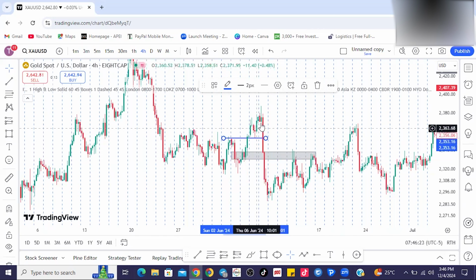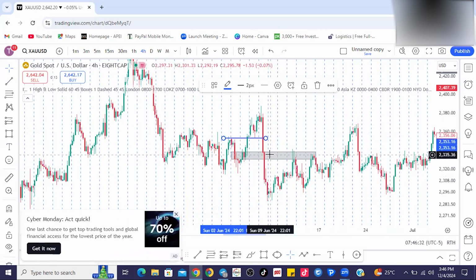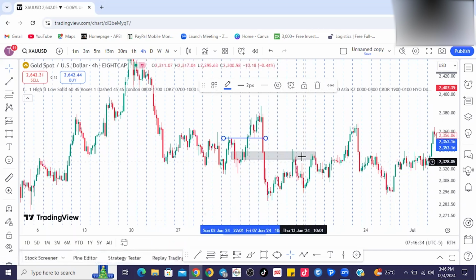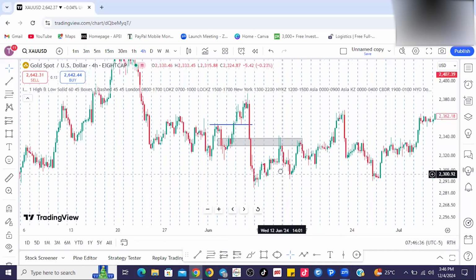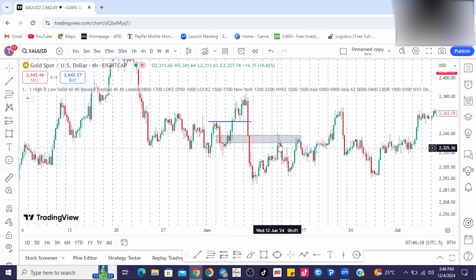So we are anticipating the price to buy from this level, but you can see the price broke below that particular point. So now this bullish order block turns to be a bearish breaker block. So the moment the price comes to retest this level, we take a sell position. And this is how you have your sell position.